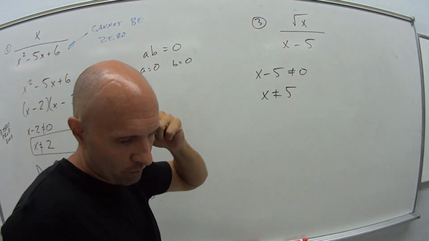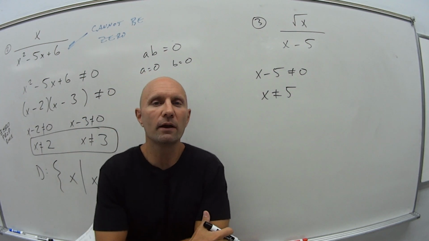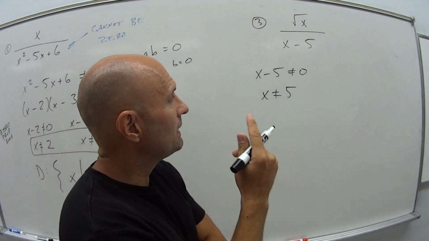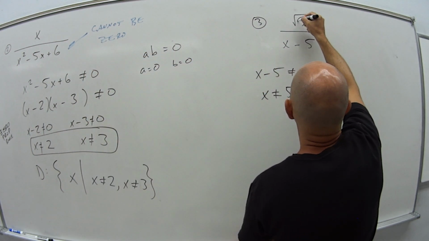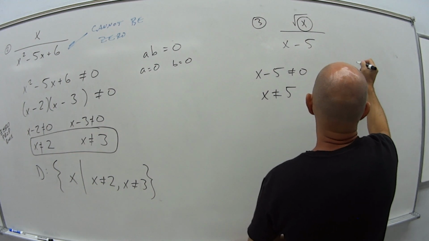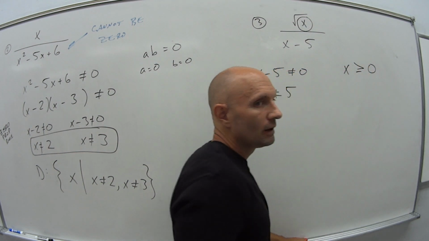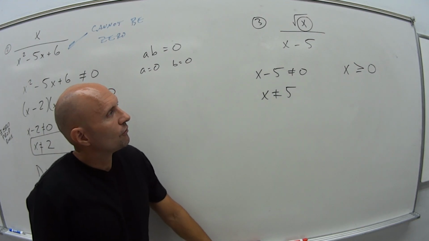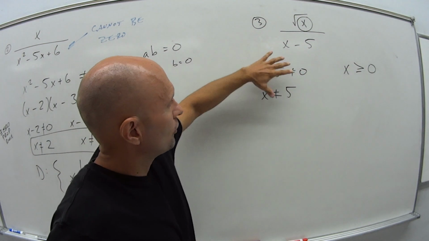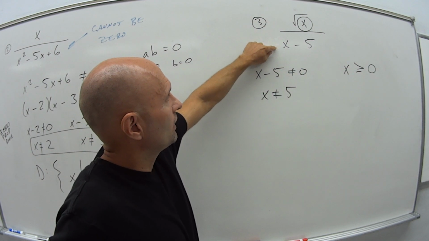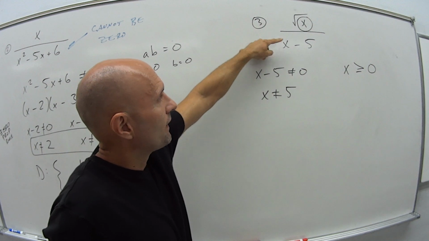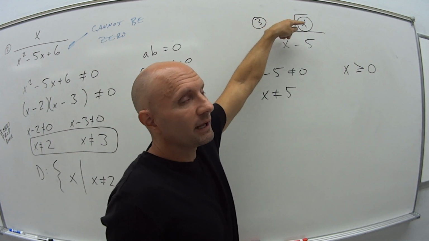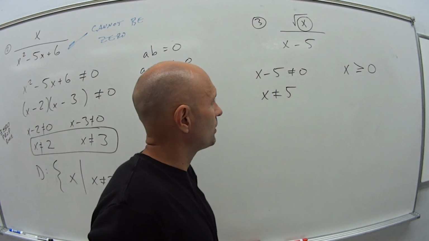Now what about the numerator? How do we handle this? This is a square root. So when we have an even root, that means what? It means the value underneath, the radicand, has to be greater than or equal to 0. So even though in terms of the denominator I could have any number I want, I could say x is equal to negative 10, and that's fine for the denominator, but it's not fine for the numerator. Why? Because the square root of negative 10 is not a real number, so that would be a problem.